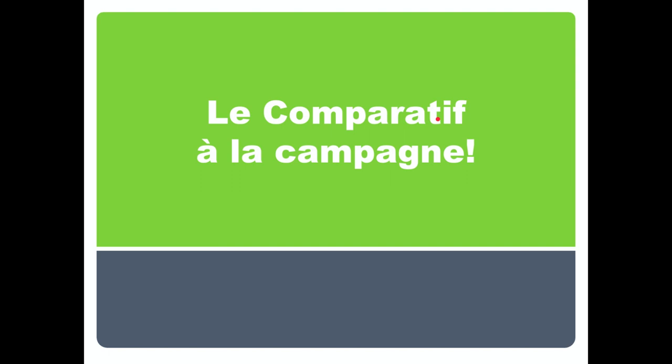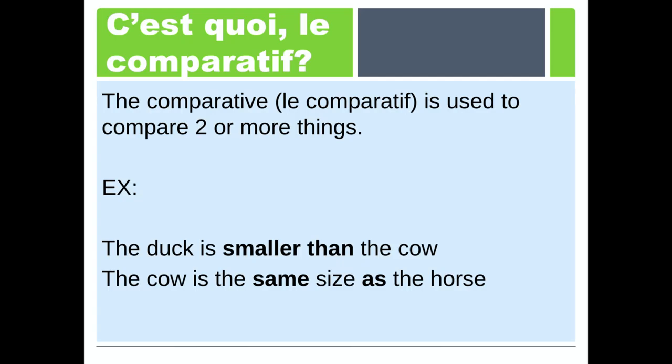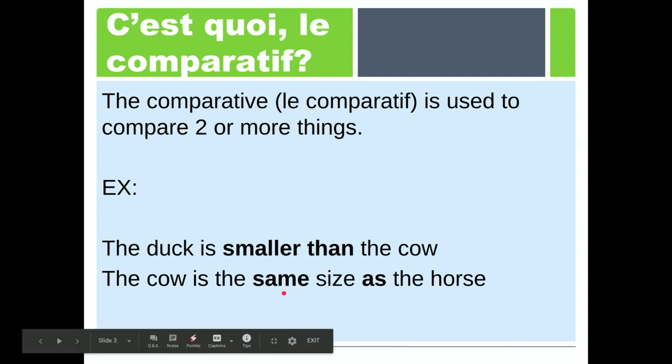So today we are going to talk about the comparative, and you've used the comparative a lot before, so let's get started. So, c'est quoi le comparatif? What is it, the comparative? The comparative you use in English a lot, and it's used to compare two or more things. So, for example, in English, we have the duck is smaller than the cow, and the cow is the same size as the horse. So, smaller than and same as are the comparative examples here.